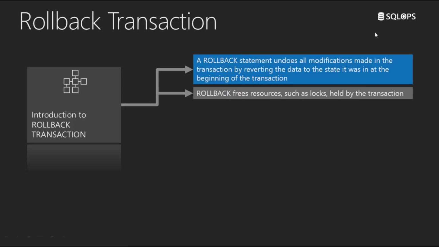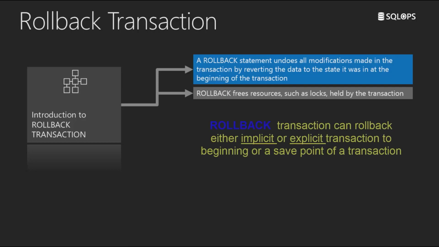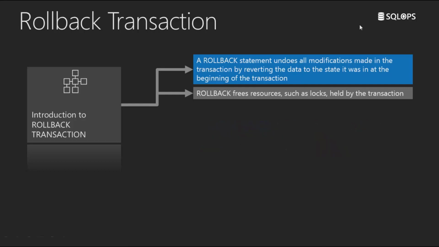The rollback statement rolls back an explicit or implicit transaction to the beginning of the transaction or to a save point inside the transaction, which means you can use rollback transaction to erase all the data modifications made from the start of the transaction or to a certain point in the transaction.